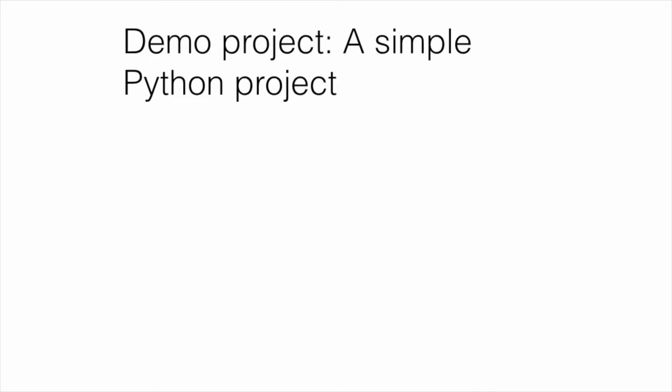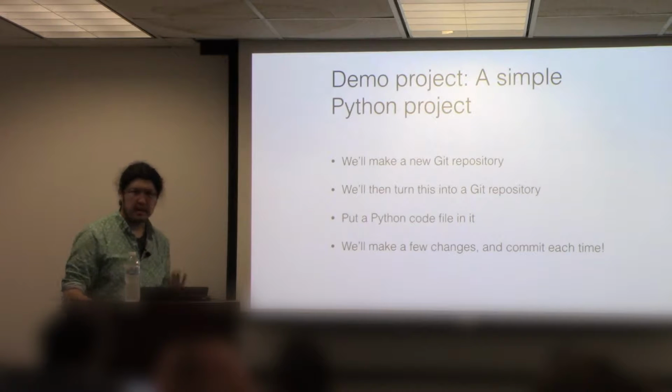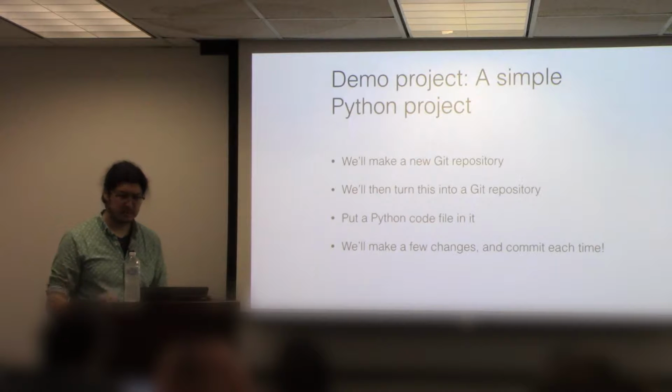And what we're going to do now is create a very simple Python project. So make a new folder, turn it into a Git repository, and we'll put some file in it, make a couple of commits, and that's what we're going to do right now. Any questions so far? Makes things pretty clear?